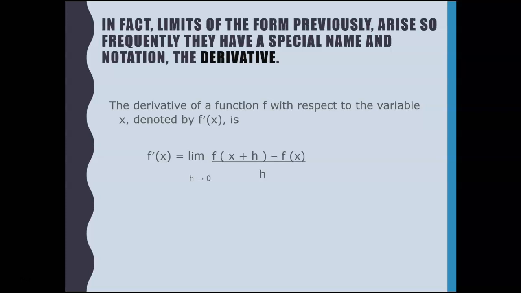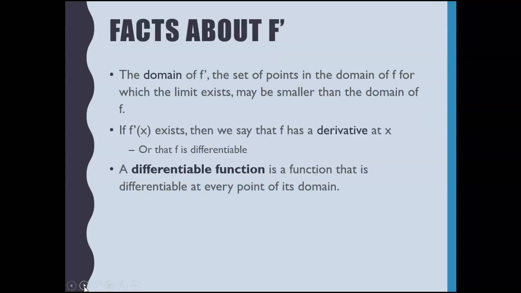The rate of change of a function is the derivative. So we have some facts about f prime. The domain of f prime is the set of points in the domain of f for which the limit exists. It may be smaller than the domain of f, but can never be larger.